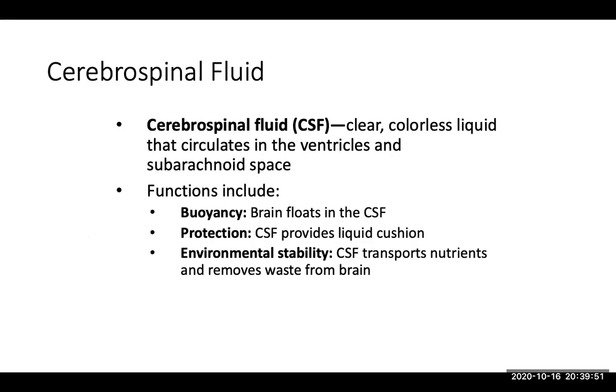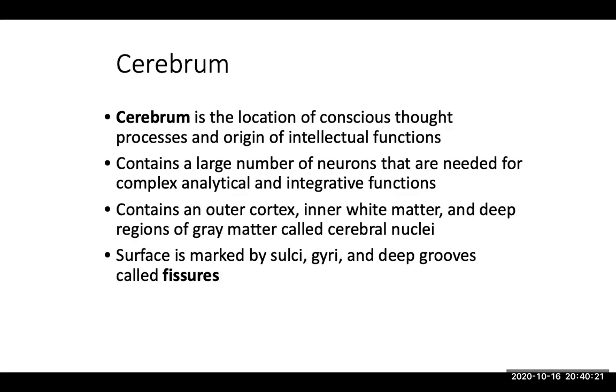So cerebrospinal fluid is the clear, colorless liquid that circulates in the ventricles and the subarachnoid space. It helps to provide buoyancy so that the brain floats in the cerebrospinal fluid. That just helps so your brain is not so densely sitting in your skull. Your brain is surrounded by this protective fluid cushion. Also, CSF provides some environmental stability because it will transport nutrients and remove waste from the brain.